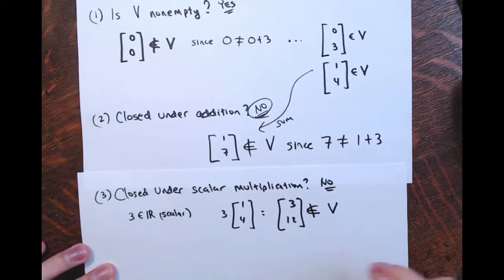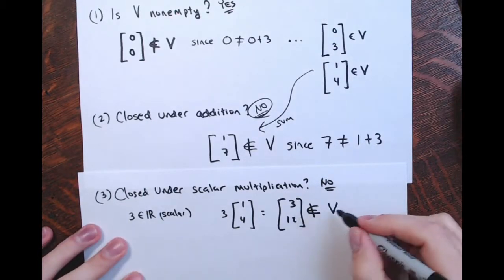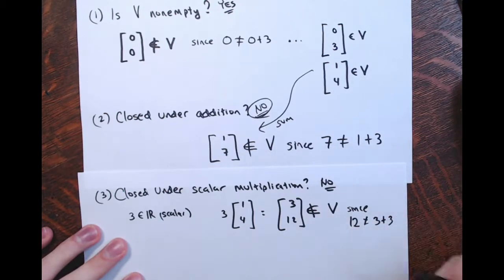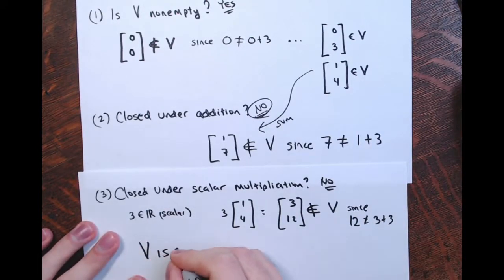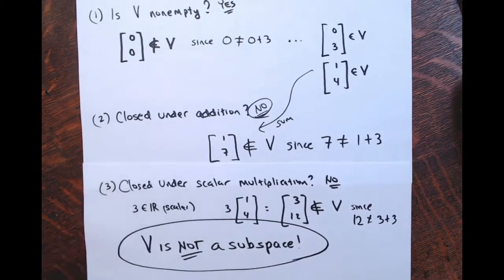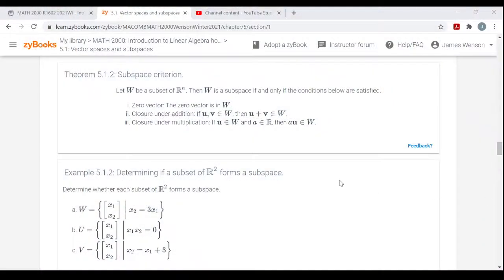So again, you only need to show me one example where it doesn't happen to show that it's not closed. To show that something is closed, you need to show it for all, in general. But to show that some set is not closed under a certain operation, you just need one example. And this is not in V, since the second component is not the first component plus 3. 12 is not equal to 6. So definitely V is not a subspace. The vectors in V would not satisfy all 10 properties of a vector space. All right, so this is what you're doing for the rest of this.